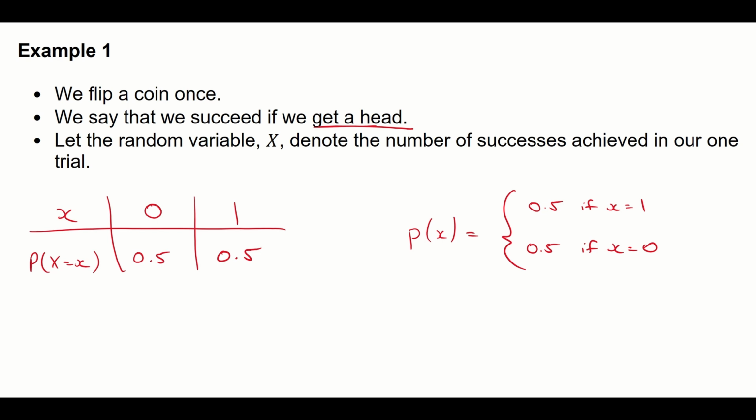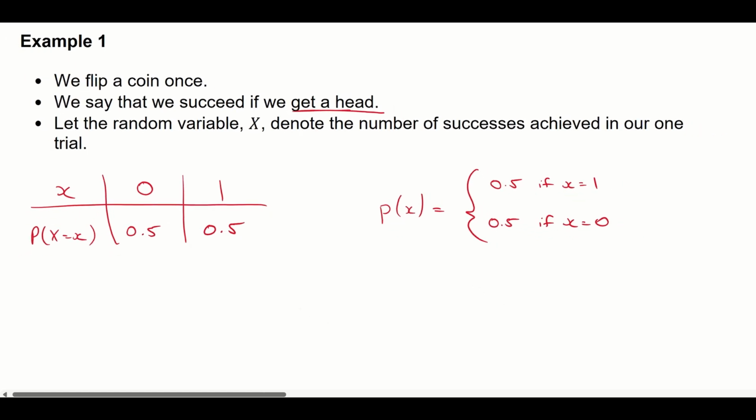Now, just like our discrete random variables, we can calculate the expected value, the variance, and the standard deviation of our random variable x. So for a Bernoulli distribution, if I wanted to calculate the expected value of x, this is just equal to mu, which is equal to, for a Bernoulli distribution, just p, where p denotes the probability of a success.